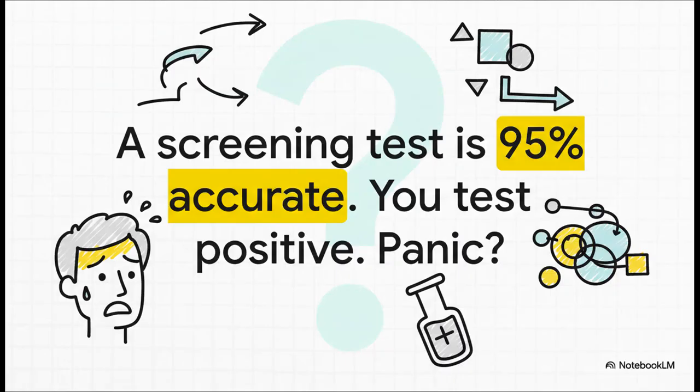So I want you to imagine this scenario. You go in for a routine screening test. It's for a pretty rare disease. The test, they tell you, is 95% accurate. A few days go by and the result comes back. It's positive. So what's your first thought? I mean, is it time to hit the panic button?